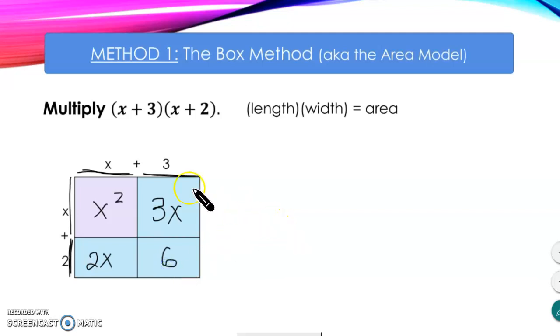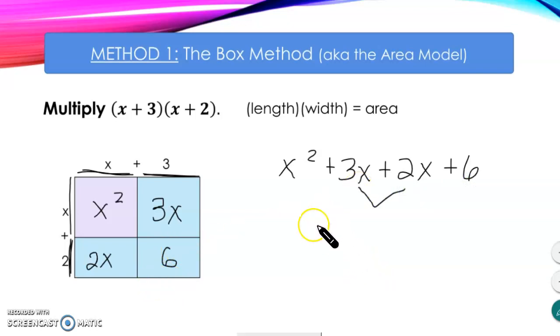And what we're going to do next is add up the area of all 4 sections to get the total area. So the first one is x squared plus 3x plus 2x plus 6. And we can conveniently combine like terms here. We can combine 3x and 2x together. So we'll bring down the x squared. 3x plus 2x is 5x plus 6.